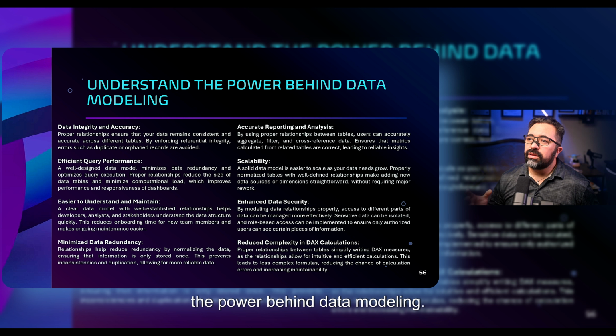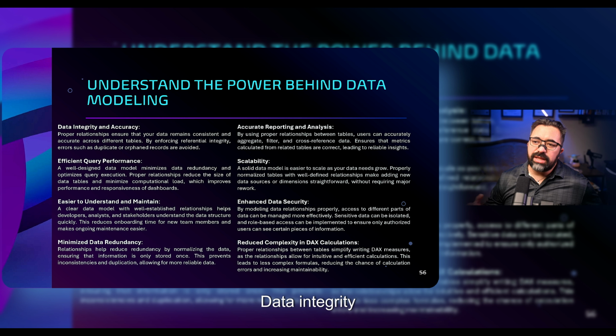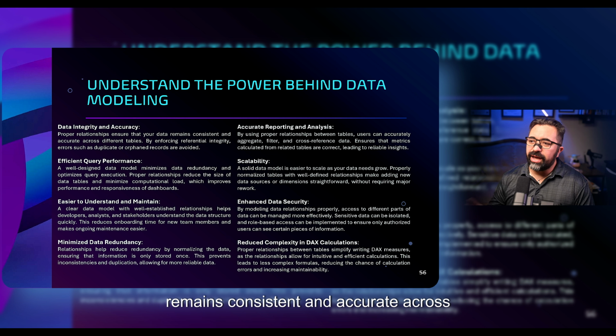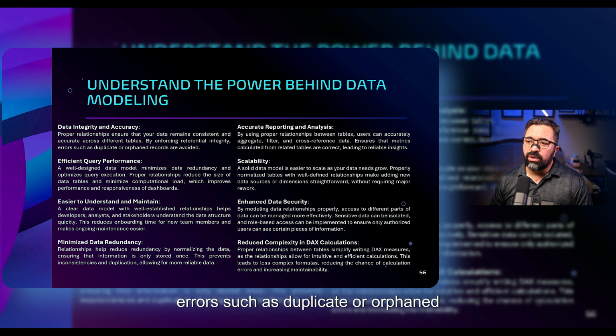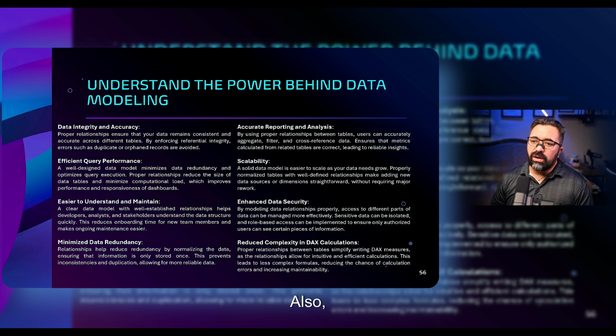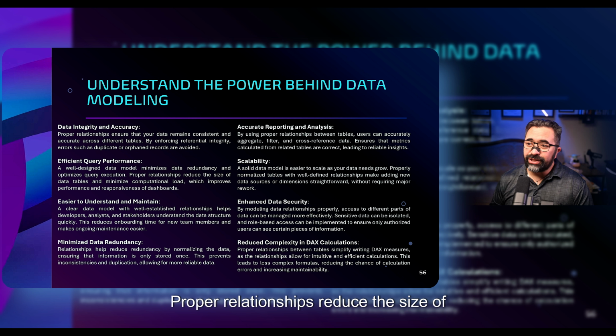Now, understanding the power behind data modeling: data integrity and accuracy. Proper relationships ensure that your data remains consistent and accurate across different tables. By enforcing referential integrity, errors such as duplicate or orphaned records are avoided. Also, efficient query performance. A well-designed data model minimizes data redundancy and optimizes query execution. Proper relationships reduce the size of data tables and minimize the computational load, which improves performance and responsiveness of dashboards.